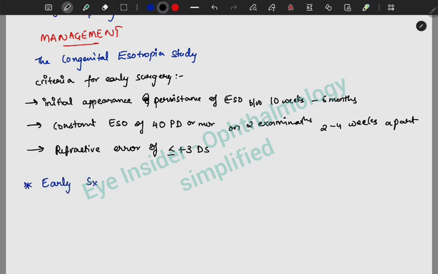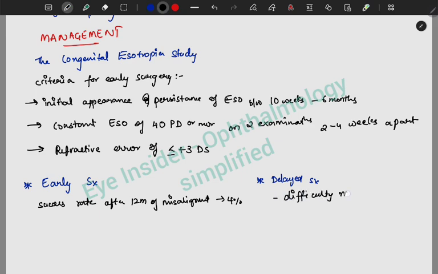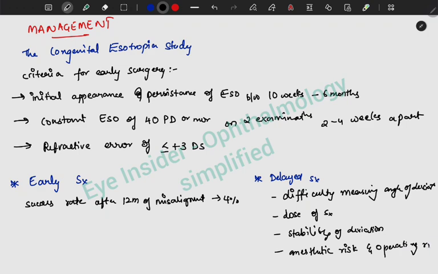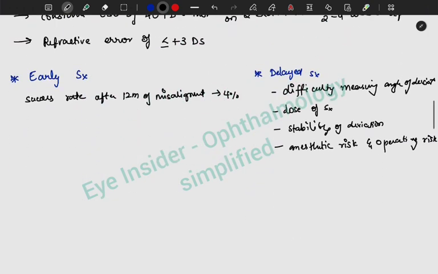Some say we should go for early surgery. Why? Because the success rate after 12 months of misalignment falls to 4% only, while others go for delayed surgery. Why? Because there is difficulty to measure the angle of squint, and difficulty to decide the dose of surgery which should be performed, the stability of deviation is also not known, and there is also anesthetic risk and operating risk in very small children, right?